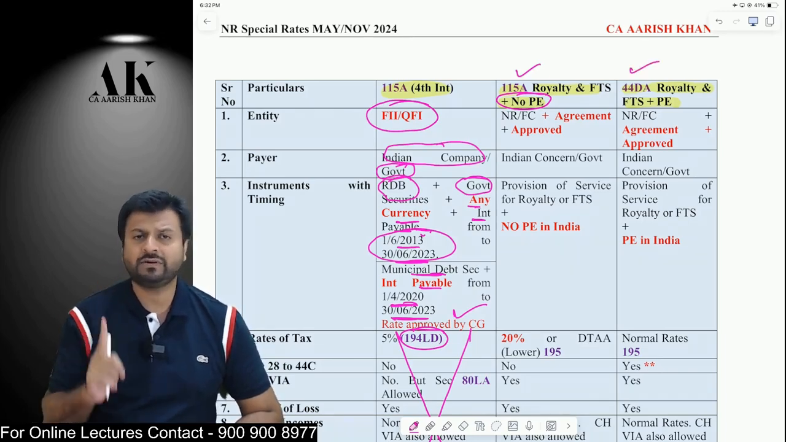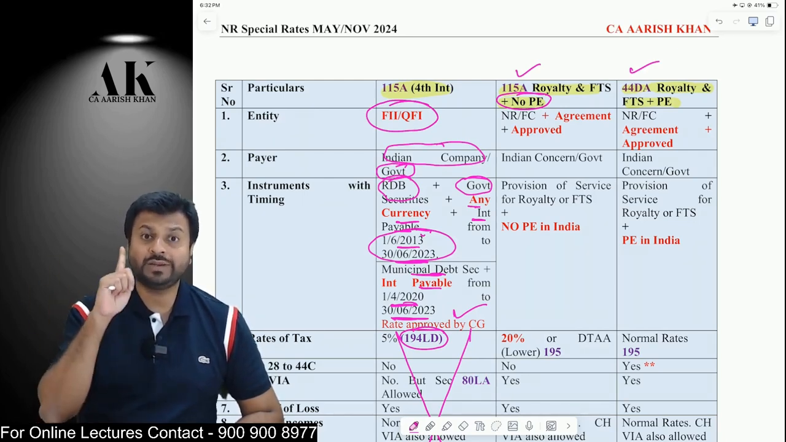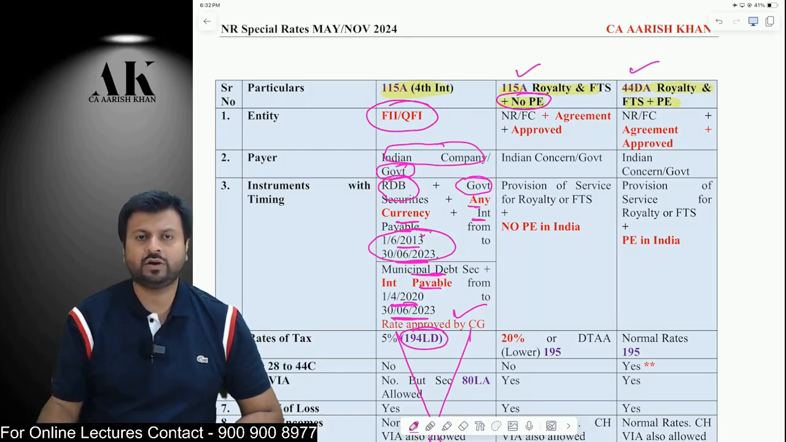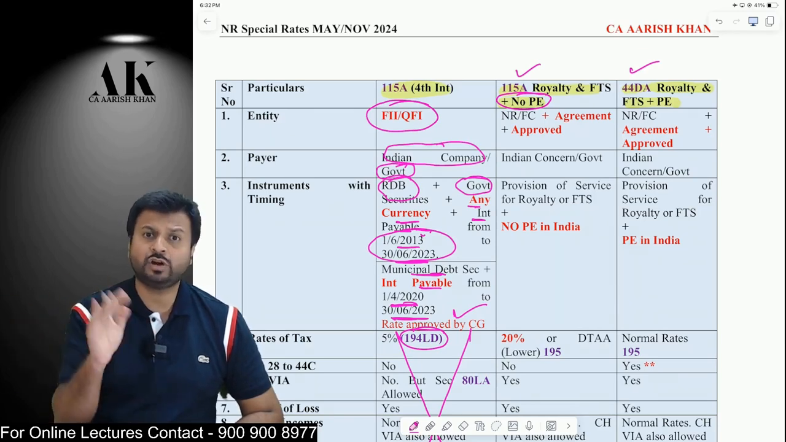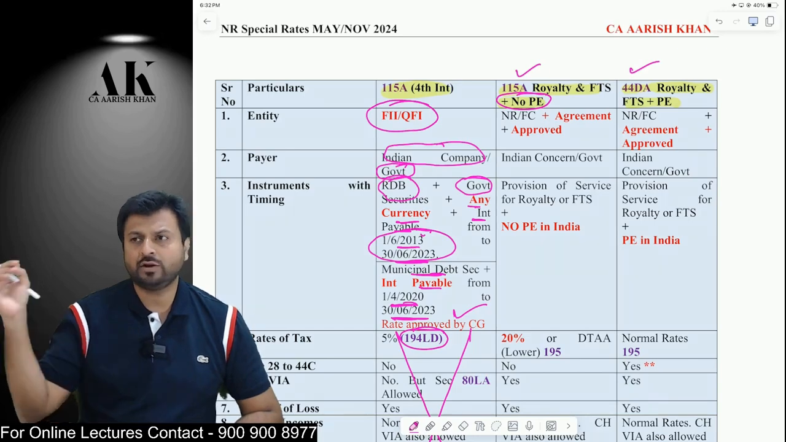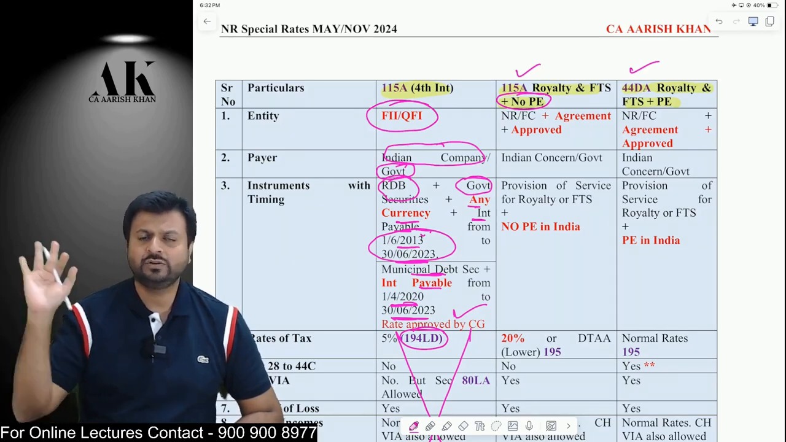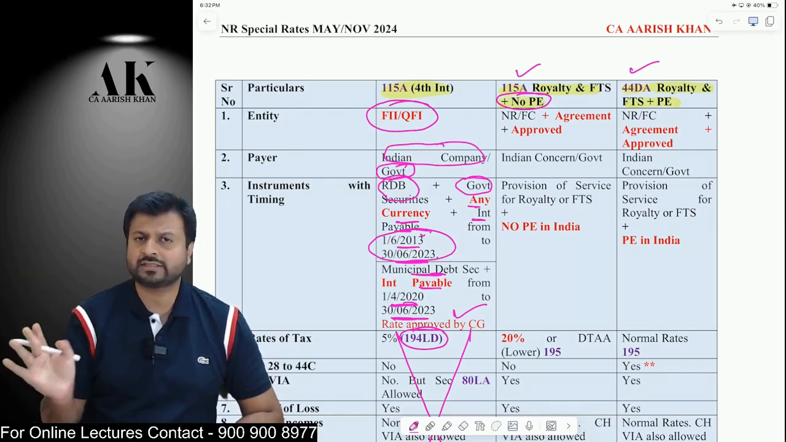For coming under 115A and 44DA, there has to be an agreement between both the parties and it should be approved by the central government. Otherwise, you will not get the advantage of these two sections. If there is no agreement, or if there is an agreement which is not approved by the central government, then you don't come under 115A and 44DA. Then the normal provisions will apply, and normal provisions mean normal tax rates, etc. You can claim deductions also, all those things. Special tax rates will not apply to you.